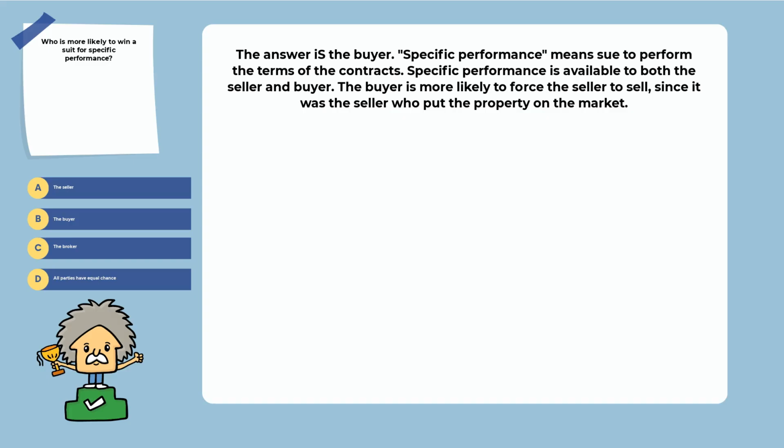The answer is the buyer. Specific performance means sue to perform the terms of the contracts. Specific performance is available to both the seller and buyer. The buyer is more likely to force the seller to sell, since it was the seller who put the property on the market.